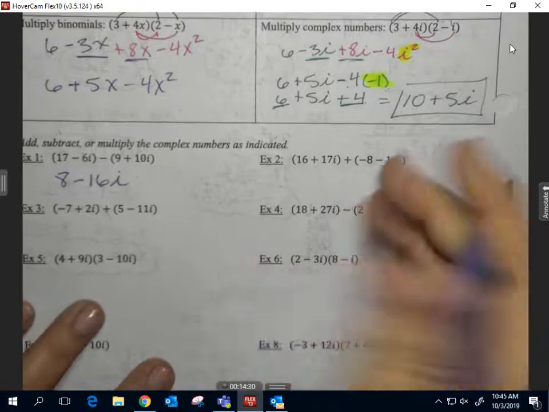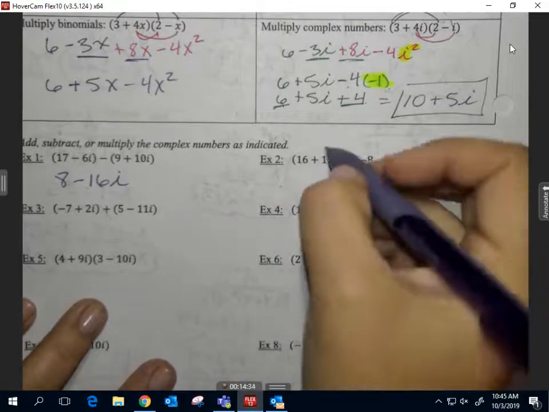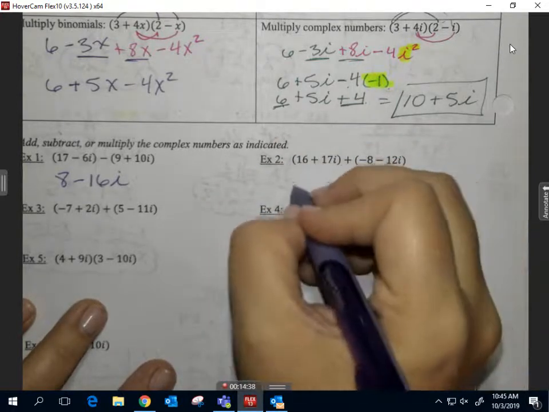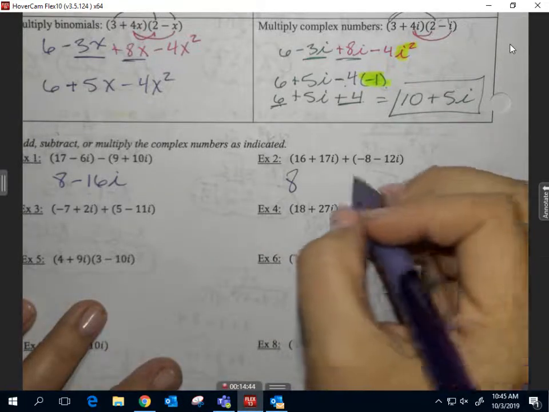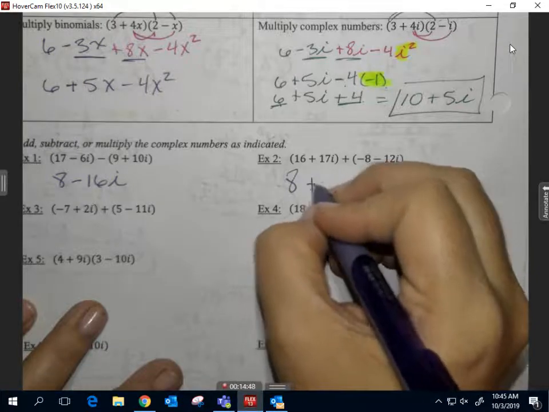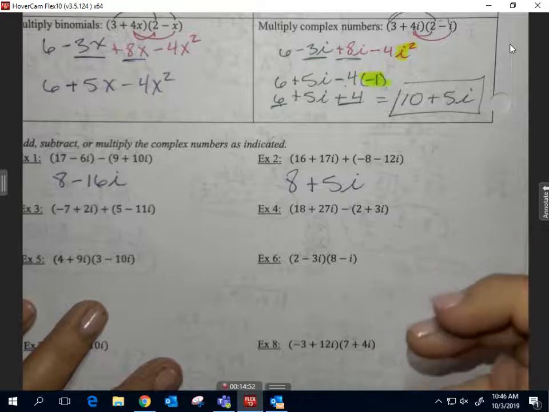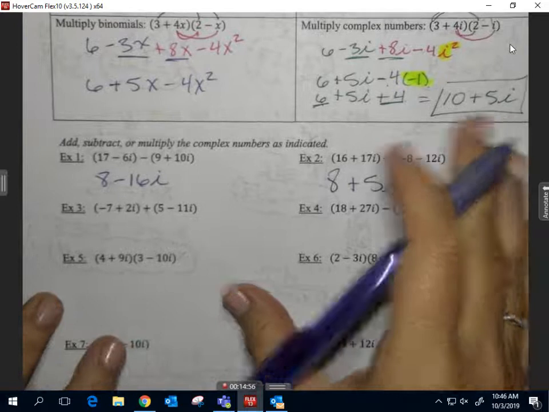Alright. Here we go. Example 2. We're adding, so it's a lot easier here, right? When we combine like terms. So we have 16 and negative 8. 8. And 17i plus negative 12i. Positive 5. Very good.